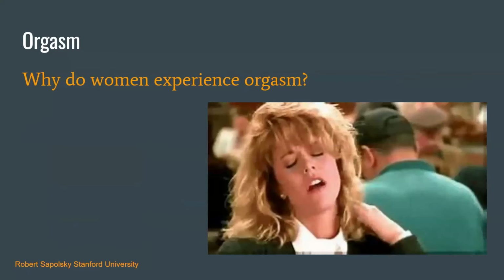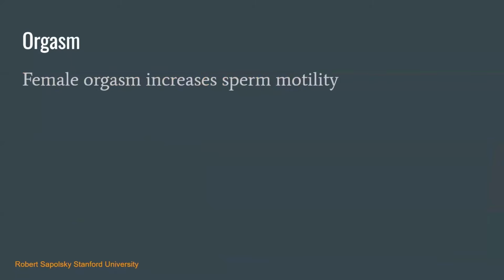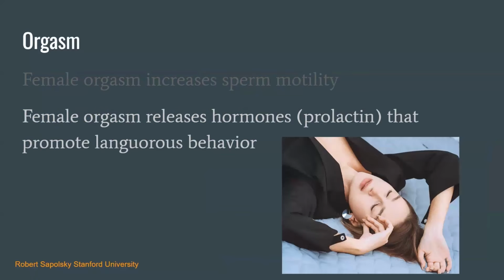Now, why do women experience orgasm? Well, for one thing, when a female has an orgasm, it increases sperm motility, and that increases the probability of fertilization of the egg. So that's a good thing for procreation. Female orgasm also releases prolactin, and that promotes languorous behavior. So after she has sex, if she has an orgasm, she kind of wants to lay there and enjoy the moment, as opposed to getting up and running around and doing the dishes and so on. And that languorous behavior promotes, again, fertilization.